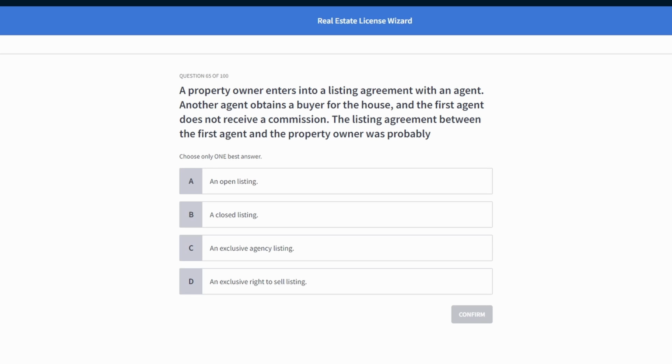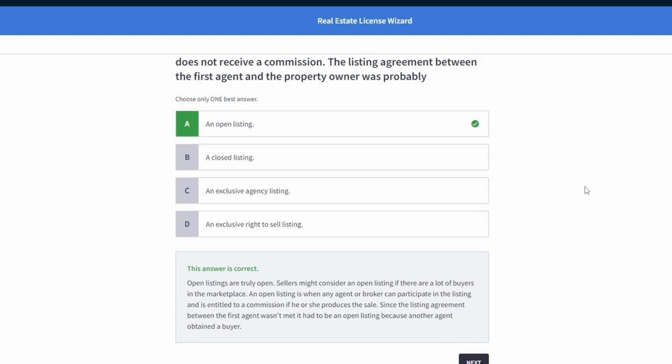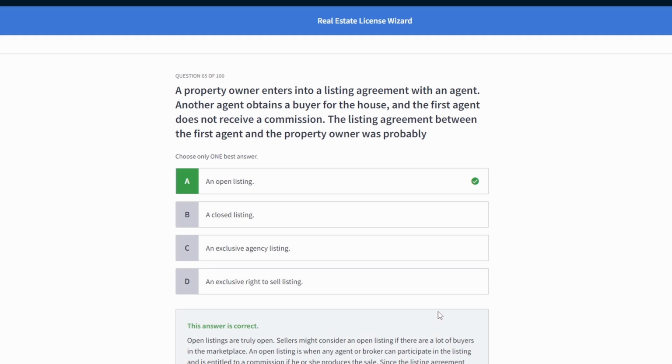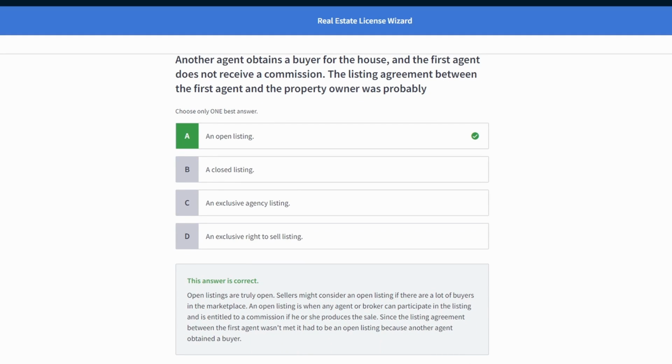Alrighty, so what is the correct answer for this one? Well, it's going to be A, an open listing. Open listings are truly open. Sellers might consider an open listing if there are a lot of buyers in the marketplace. An open listing is when an agent or broker can participate in the listing and is entitled to a commission if they produce the sale. Since the first agent didn't receive a commission, it had to be an open listing because another agent obtained a buyer. So again, these are just listings. Got to be aware of the different listing types and how they operate.